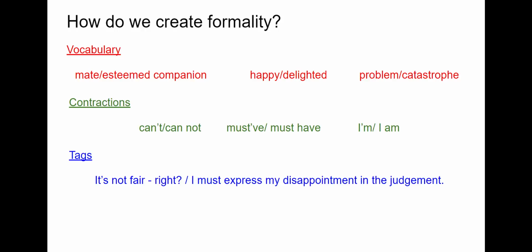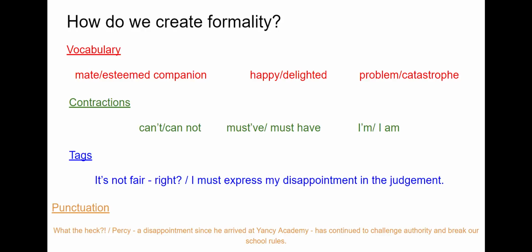And another thing that affects formality is punctuation. So, for example, in the first sentence, "What the heck?!" with a question mark and exclamation mark, that's not something that's correct for punctuation. However, it's something you might use if you were texting or writing on social media. So it's something you can use in an informal context.